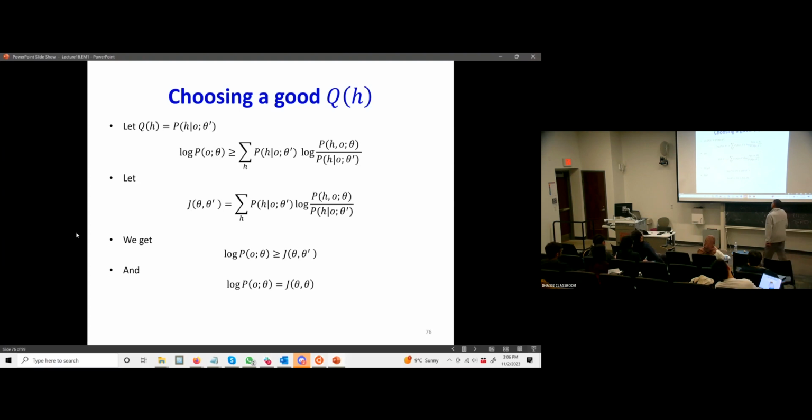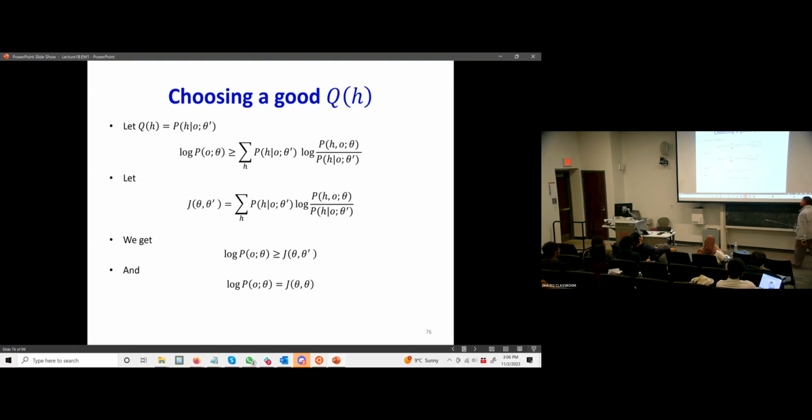So this function to the right now has two thetas in it. One is a theta, the other is a theta prime, right? And theta prime is what we've chosen for our Q function. So let me just write it as J of theta comma theta prime. So then this J of theta comma theta prime is this term to the right, which is log of P of H given O at theta prime times log of P of O divided by P of H given O at theta and theta prime, right?